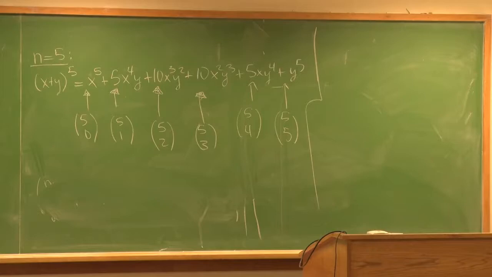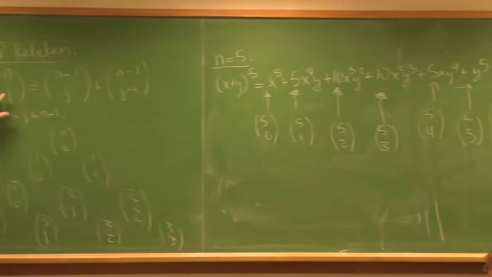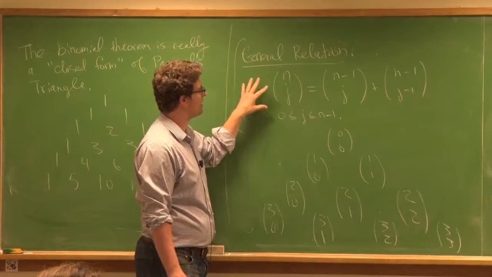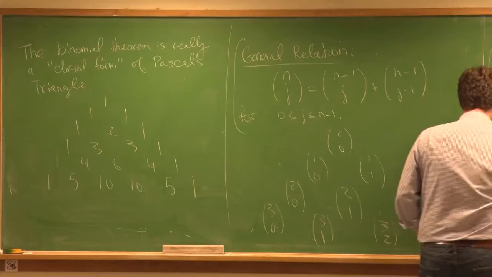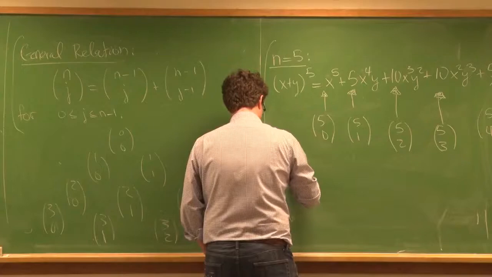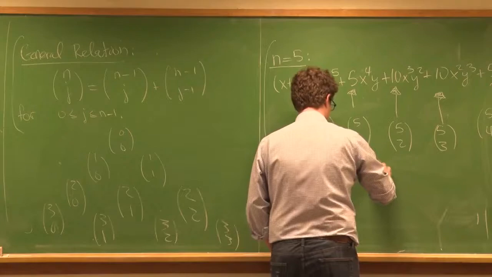Okay, and then this thing, this is on the homework, and you can prove this directly from the definition of n choose j. Okay, so before proving the binomial theorem, let me say one more thing about why this appears. So why is this thing appearing? So this is an example here. Or why do these n choose j appear in the binomial theorem?